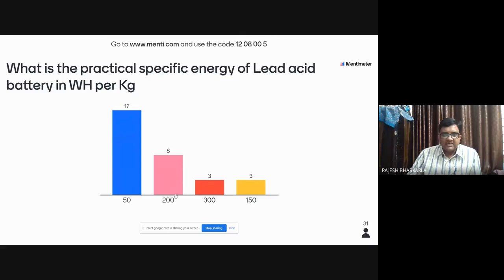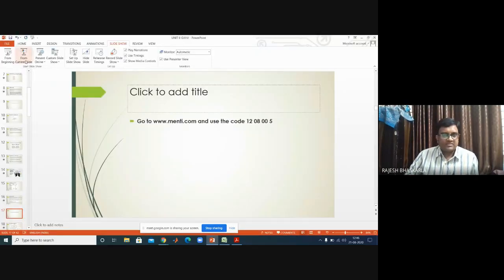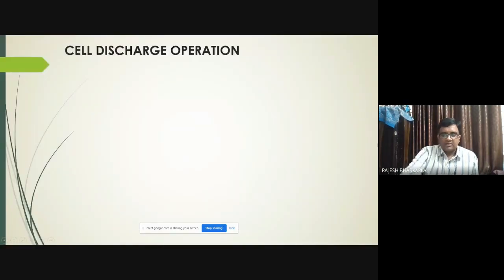Here, 200, you cannot get that much for this. 300, mostly nickel, you can get 200, 150 and 300 in the case of a lithium ion battery, but you cannot get this 200, 300 or 150 in the case of a lead acid battery. That is the disadvantage.